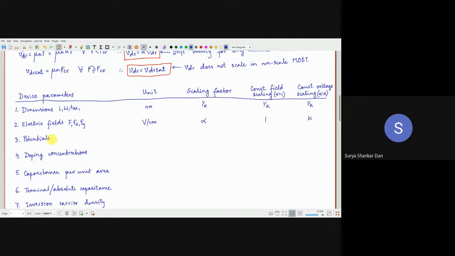Correct? Then comes the potential. What are the potentials? All the applied biases, VGS, VDS, VSB, surface potential phi s, and so on. Just the potential. Unit is volts. What was the scaling factor? Alpha by k. Now, if it is constant field scaling, then alpha is equal to 1. Then it becomes 1 upon k. However, for constant voltage scaling, when alpha is equal to k, it becomes 1.